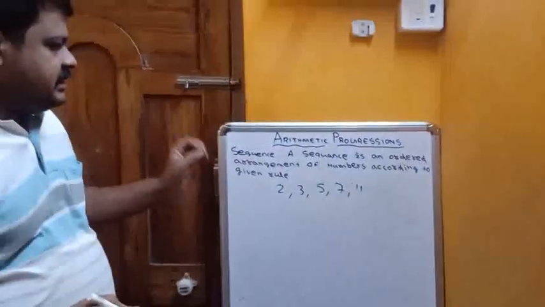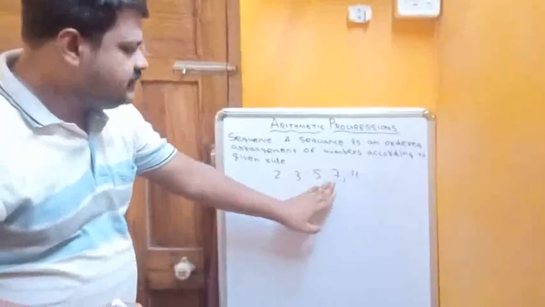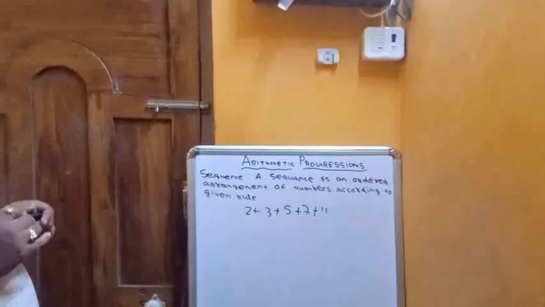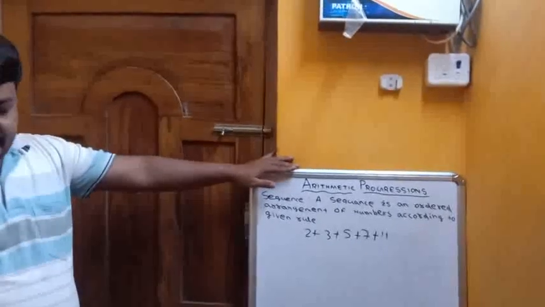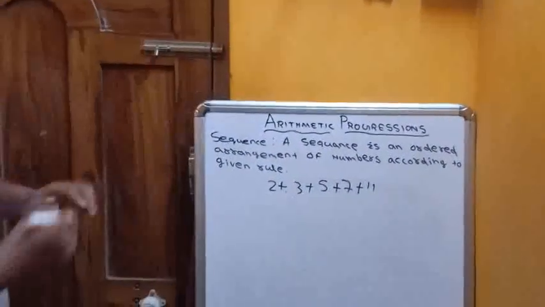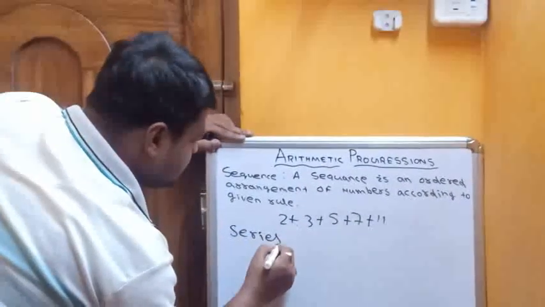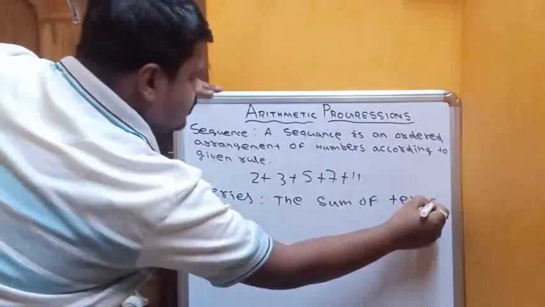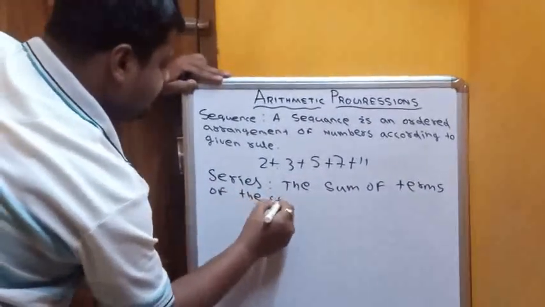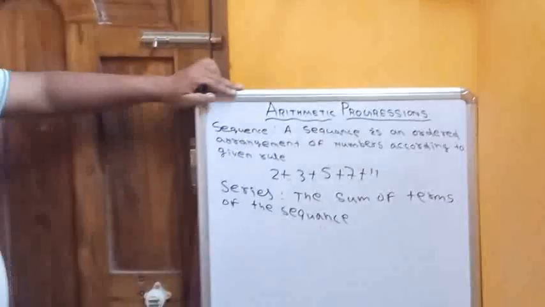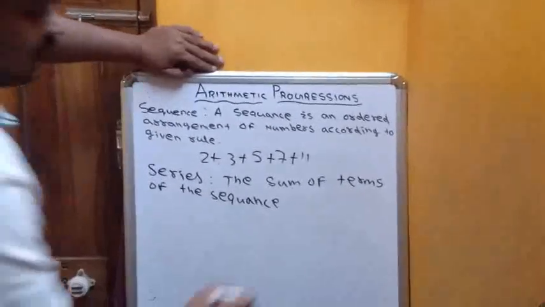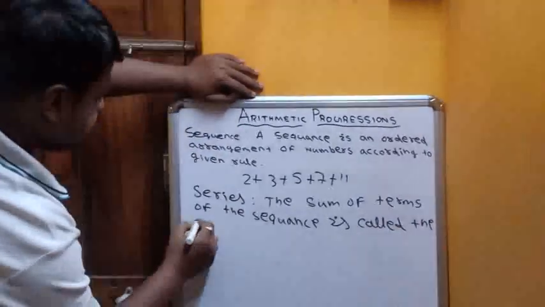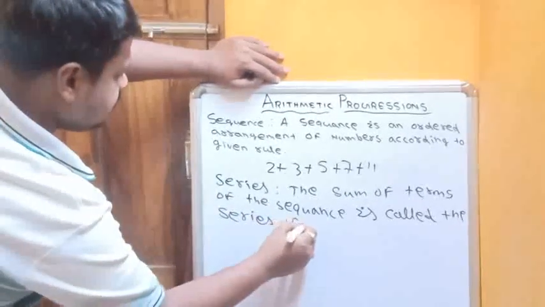If I write plus symbols here instead of these commas, then it becomes a series. So what do you mean by the series? Series means the sum of the terms of the sequence. The sum of the terms of the sequence is called the series of the sequence.